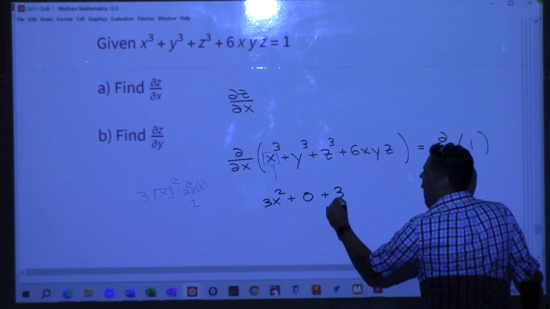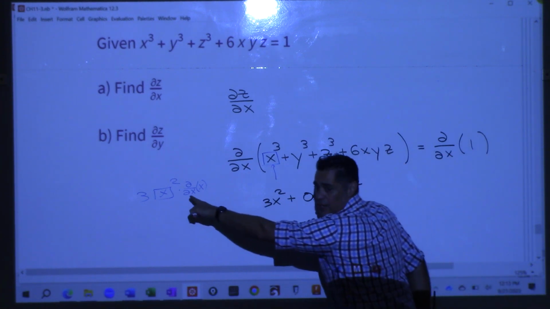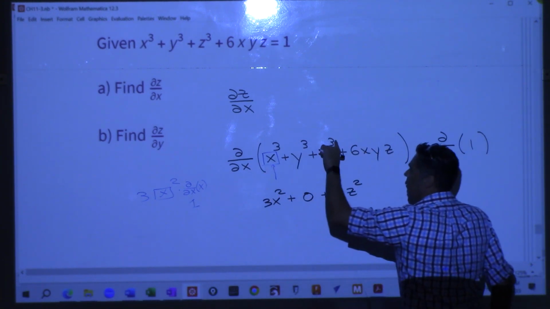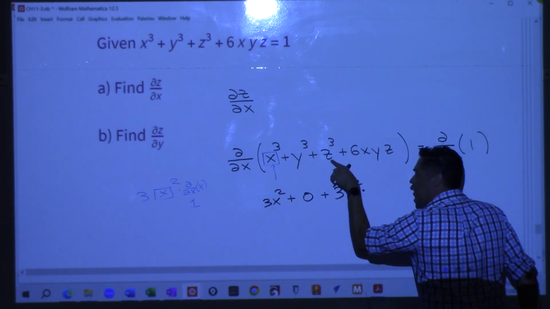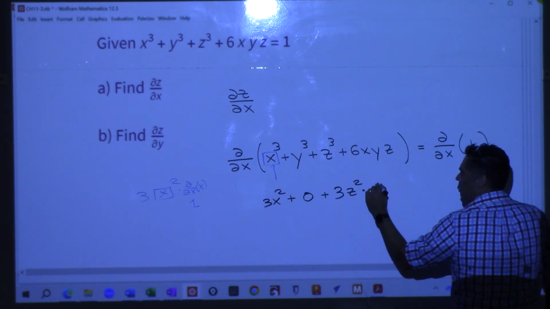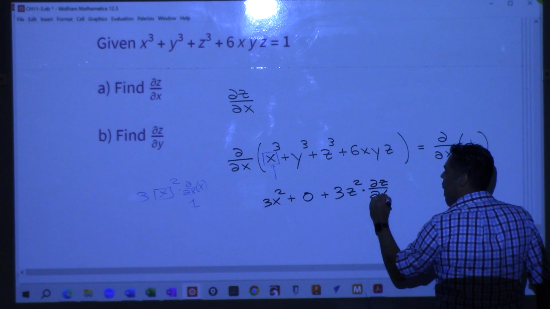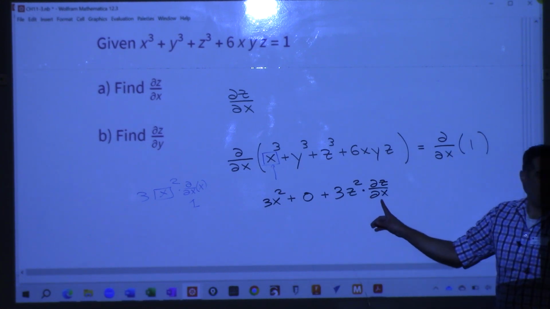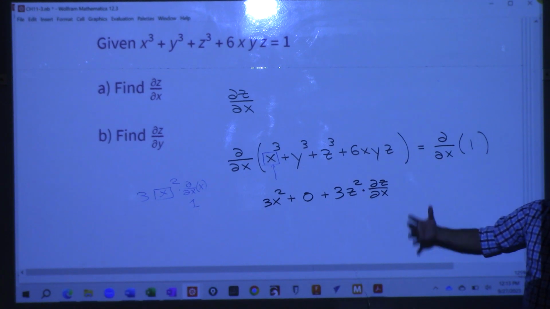3z squared, power rule. But again, it's more like the chain rule here, isn't it? So you bring the 3 out, z to the second times the derivative of z with respect to x. And what is that? Well, I don't know, but that's what I'm trying to find, right? It's the partial of z with respect to x. That's actually what I'm trying to find in this problem. So the fact that it pops out is pretty good, right?